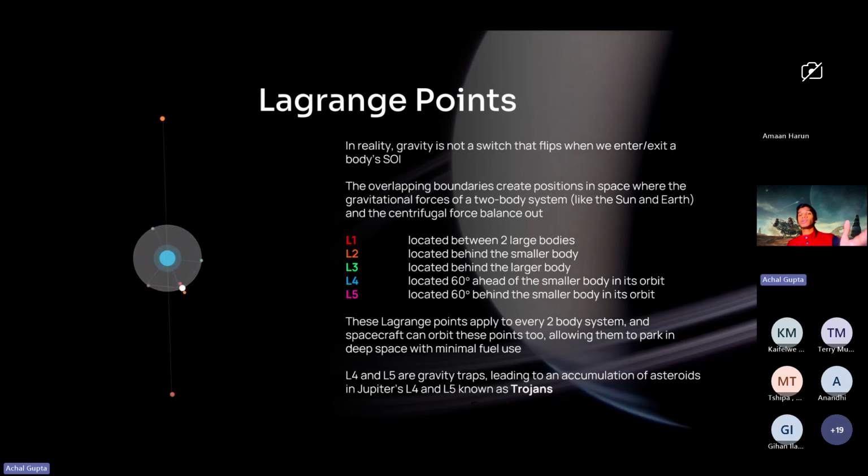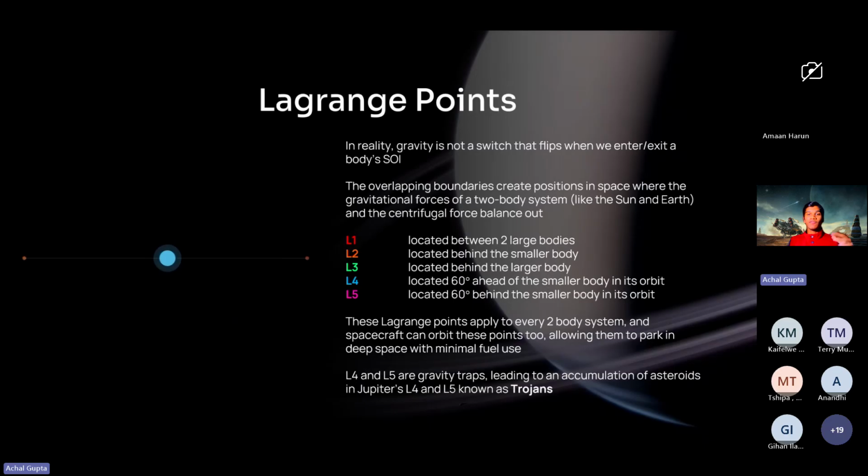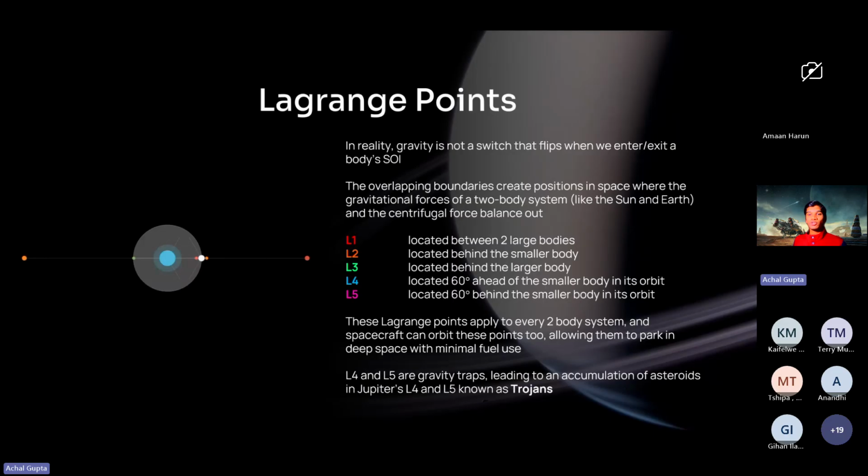An important point to note is that these points are useful for, for instance, telescopes. So the James Webb Space Telescope sits behind the Earth, which allows it to be shielded from the sun's heat. And another point to note is that L4 and L5 are gravity traps, obviously because of the properties of the way they are. And for massive planets like Jupiter, they've accumulated a lot of asteroids in those two traps, and those sets of asteroids are called the Trojans.